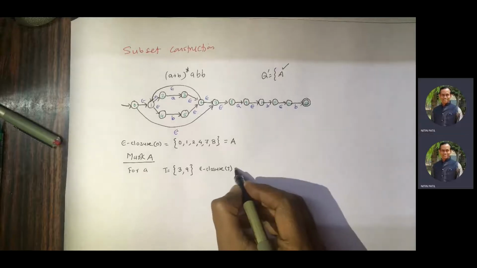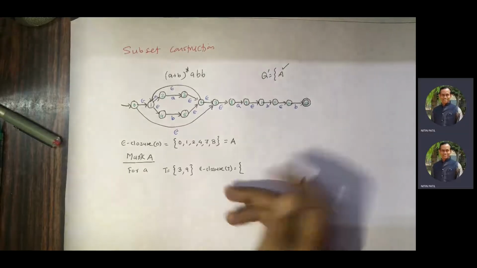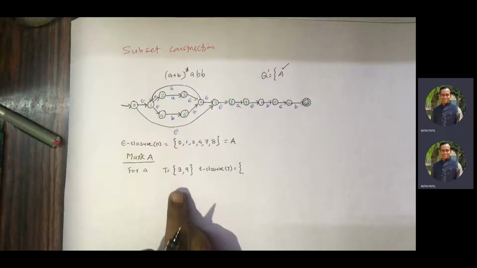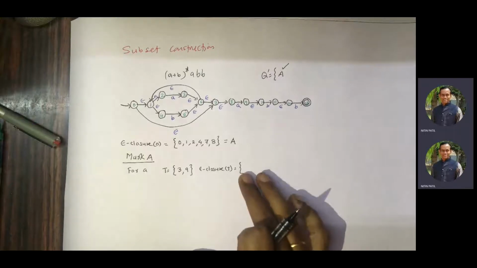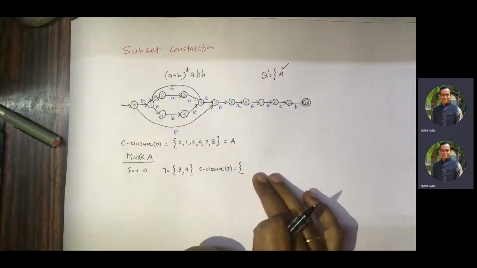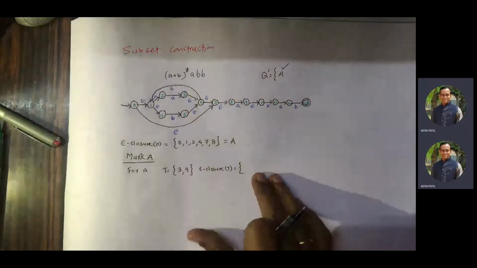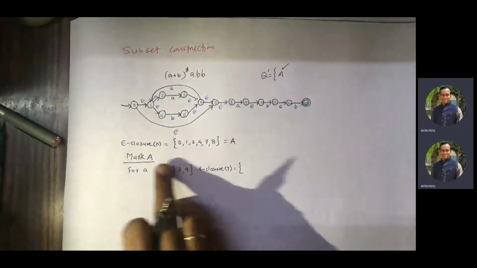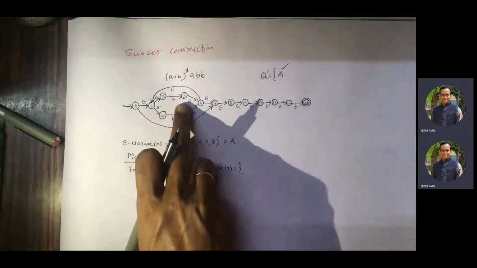What would be epsilon closure of T? In this case, now we have to compute this. Whenever you are computing epsilon closure, remember that you will try to write it in a sorted order. What would be epsilon closure of T now? T is our {3, 9}. So what is epsilon closure of 3?